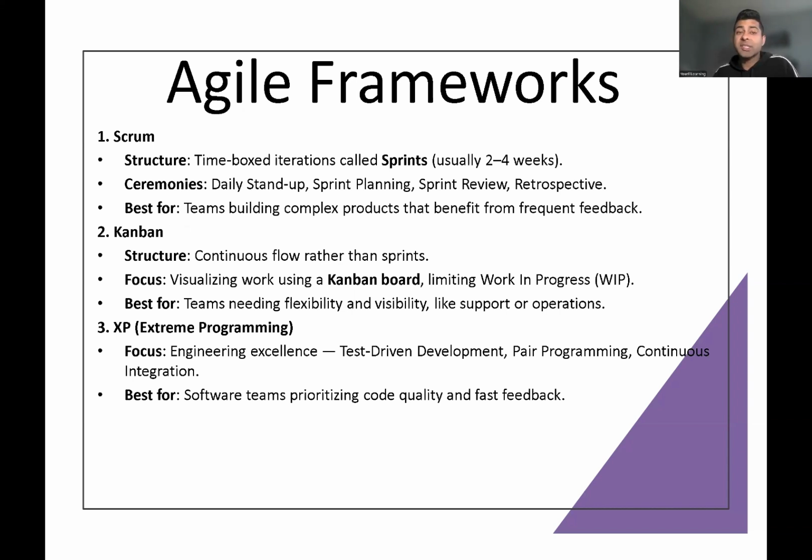So the structure is time-boxed iterations called sprints, usually 2 to 4 weeks. As I said, I've been working for almost a decade now, and I have never worked in a company where the sprint was more than 2 weeks. So 2 weeks is 14 days, and if you take out the weekends, basically it's 10 working days, I will say.